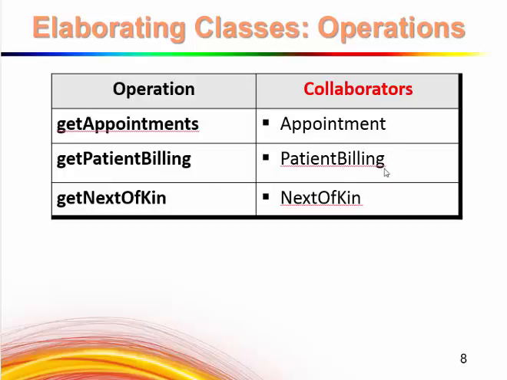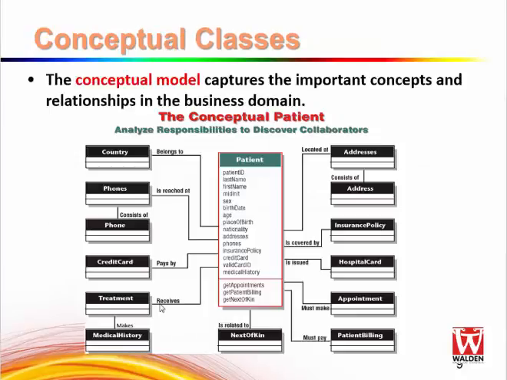After you have elaborated classes and identified their collaborators, the relationships are defined. You have built a conceptual model of the system in the defined scope. The conceptual model captures important concepts and relationships in the business domain. Those concepts are represented by classes, while relationships are represented by associations with other collaborators.